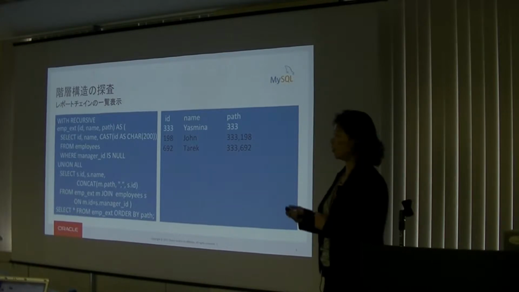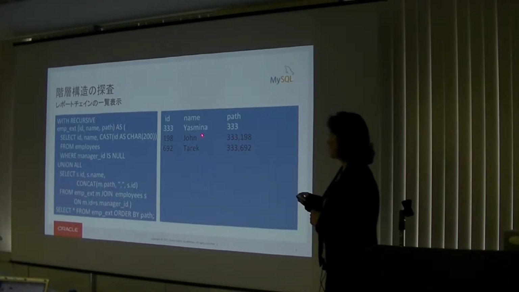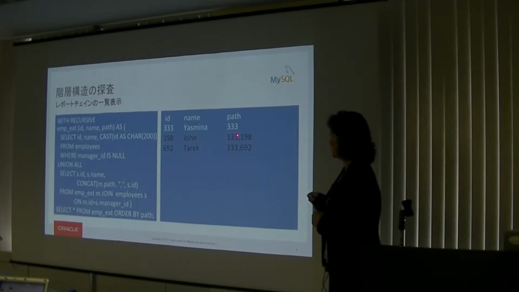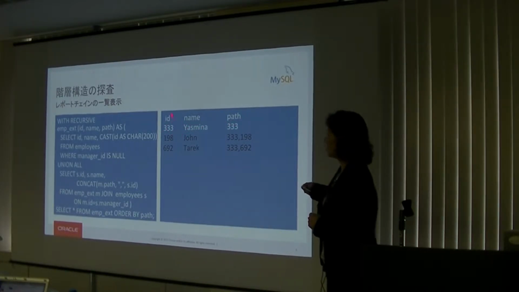And this iteration gives 2 more rows. It gives John and Terry, because both of them have their manager ID 333 equal to Yasmina's ID. So those 2 report to Yasmina.